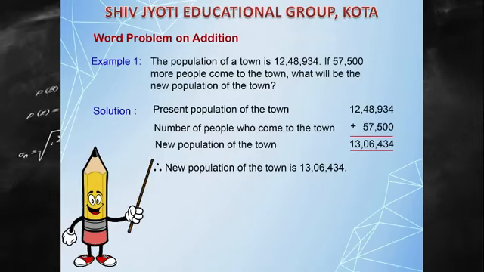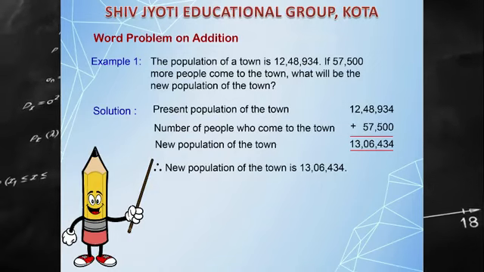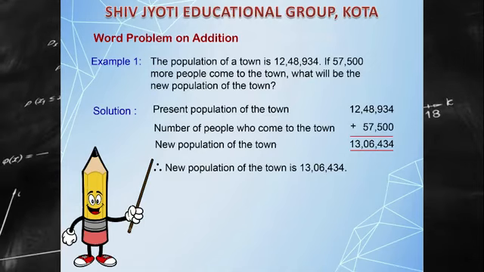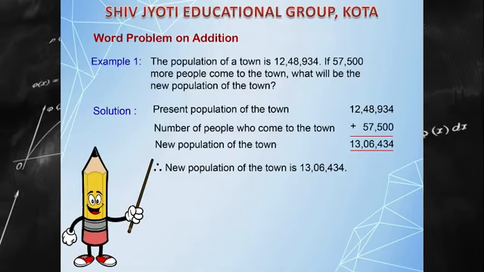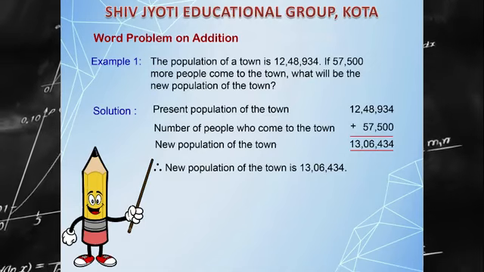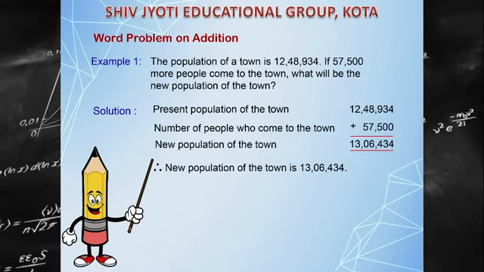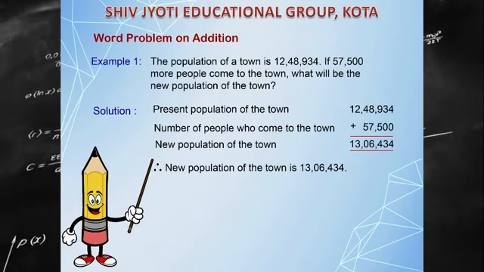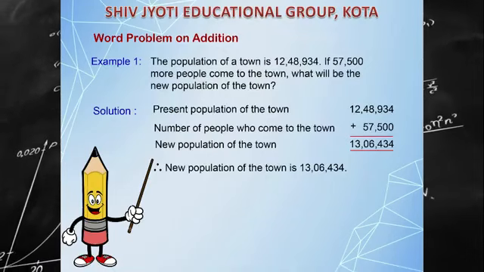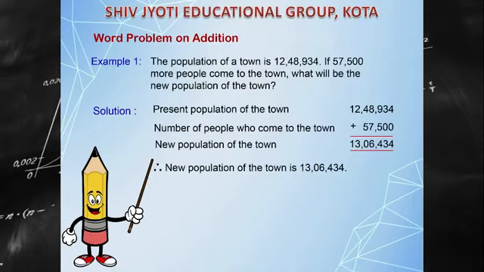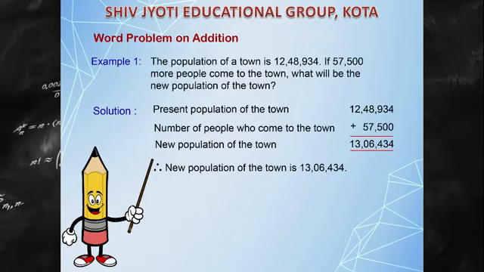Now the new population of the town is 12,48,934 plus 57,500 equals to 13,06,434. Hence, new population of the town is 13,06,434.